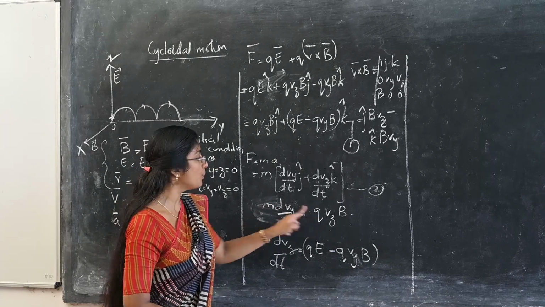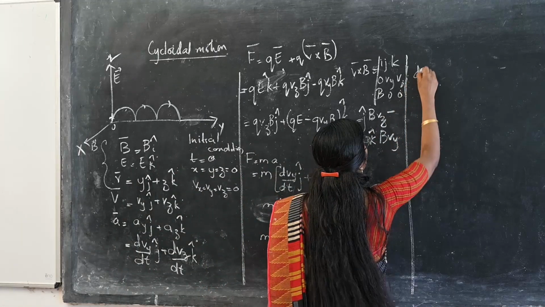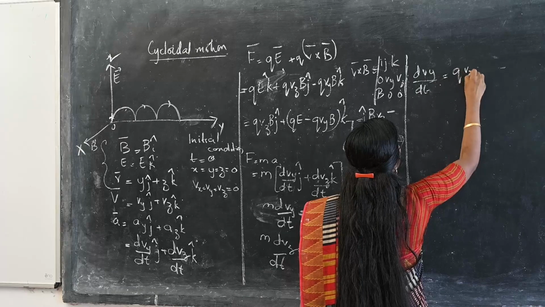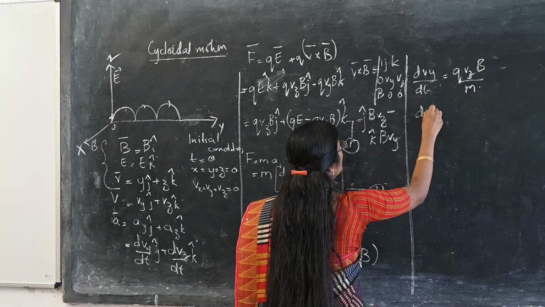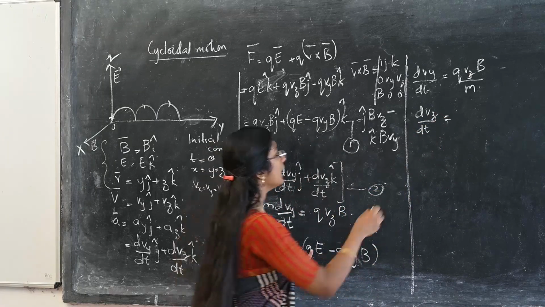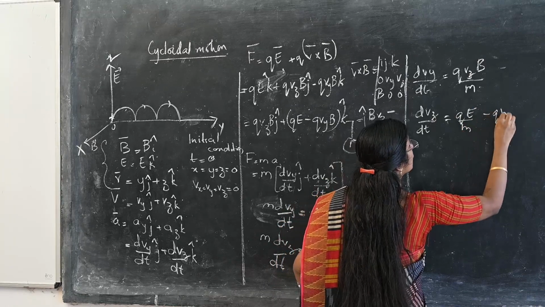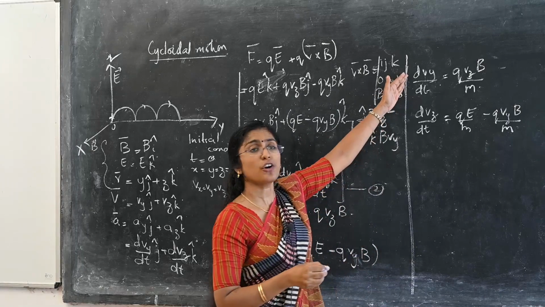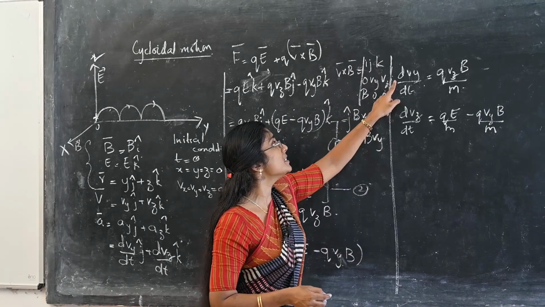Now, from these two equations I can find out dVy by dt. I divide on both sides by m of both these equations. So, I get dVy by dt is equal to Q Vz B by m and dVz by dt is equal to QE by m minus Q Vy B by m. So, I have got two first order differential equations.